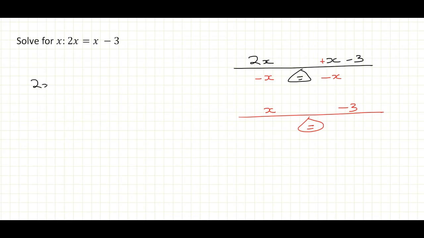So 2x equal to x minus 3. And so this x needs to move. So we subtract x from this side, and we also have to subtract it from this side. So 2x minus x, we're left with x. x minus x is 0, so we're left with negative 3.